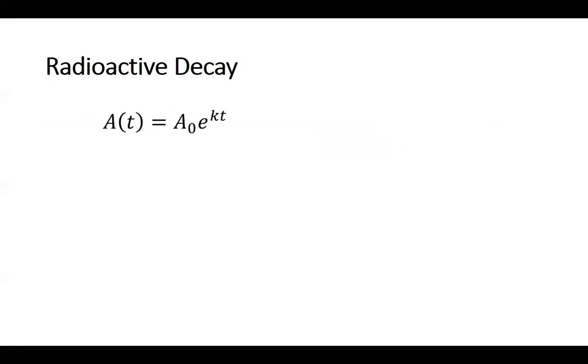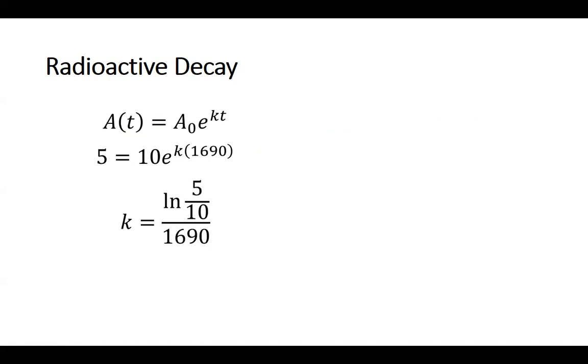So we've got our formula, A of t equals A sub 0 e to the kt. We're going to plug in what we know. We know we started with 10 grams. In 1,690 years, we're going to have 5 grams. So we only have one thing we've got to solve for. We've got to solve for K, our decay constant.